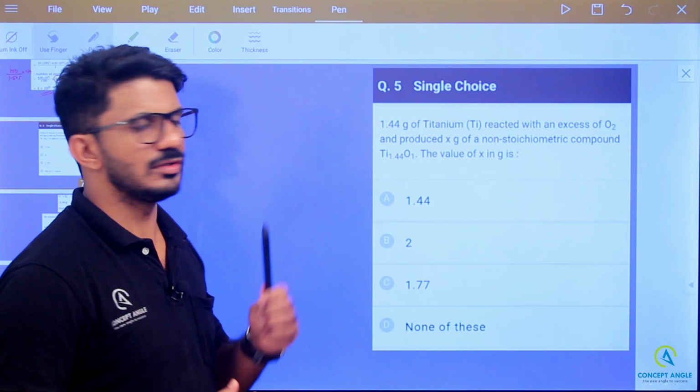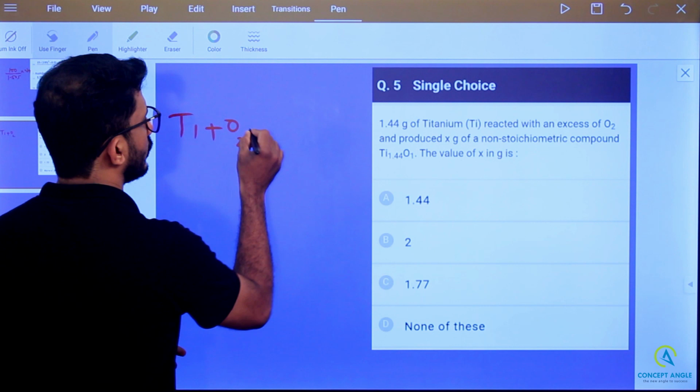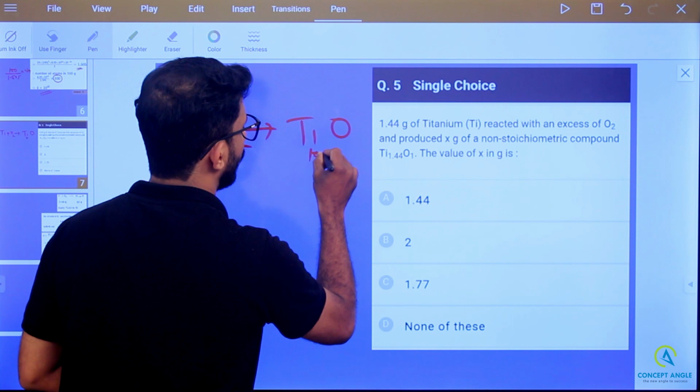ആൻഡ് ഹിയർ 1.44 ഗ്രാം ഓഫ് ടൈറ്റാനിയം ഇസ് റിയാക്ട് വിത്ത് ഓക്സിജൻ. അപ്പോൾ ടൈറ്റാനിയം ഈസ് റിയാക്ടിങ് വിത്ത് ഓക്സിജൻ ടു ഫോം ടൈറ്റാനിയം monoxide. But this is not 1:1. This is titanium non-stoichiometric. So 1.44. Okay, let's see the solution.